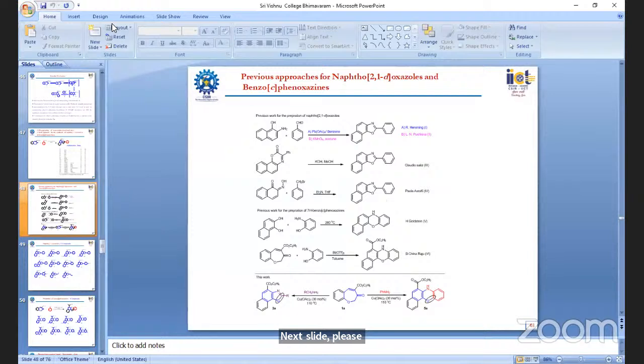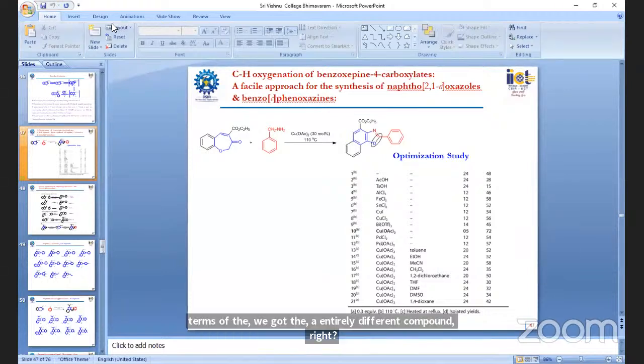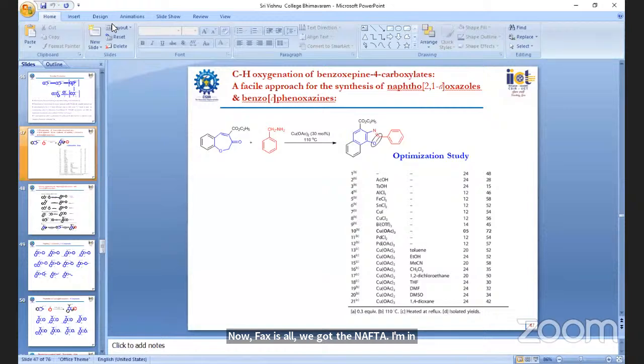Same benzoxazine, we converted to benzophenazine, phenoxazine, and quinoxaline. Instead of the 1,2-diamine, if I use benzylamine, it is also a benchtop chemical available everywhere. In the presence of copper acetate, instead of the quinoxaline, benzophenazine or phenoxazine, we got an entirely different compound, naphthoxazole. We got the naphthoxazole, a 5-membered ring having nitrogen and oxygen. It's a very fantastic reaction to get the naphthoxazole. That means a different compound we got here.